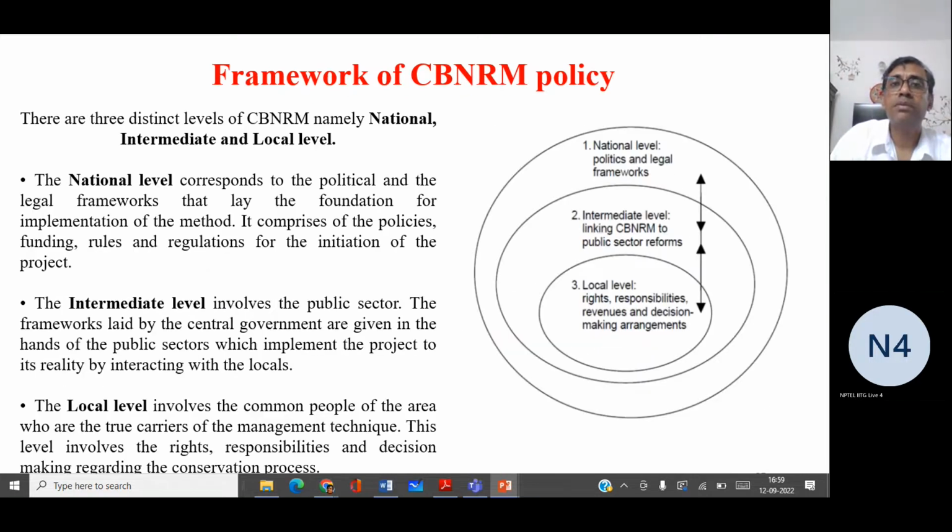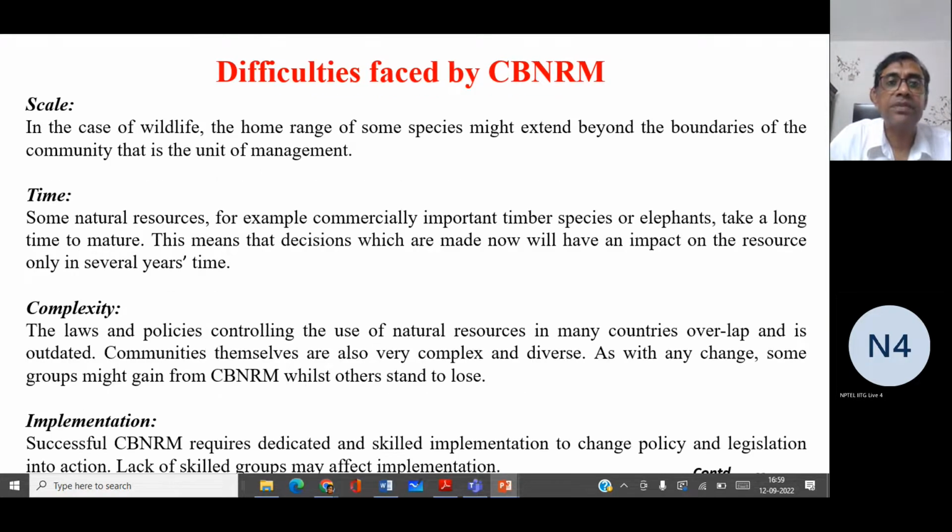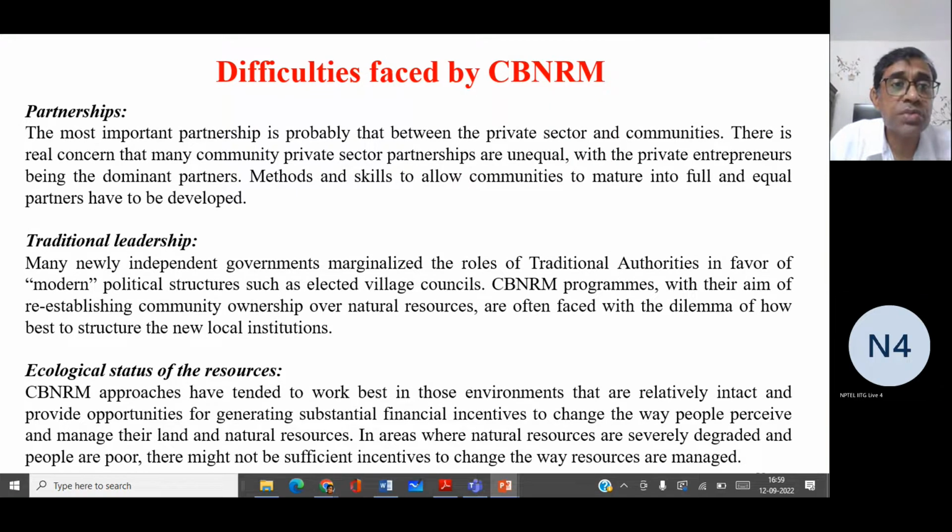We talked about the framework of CBNRM policies, benefits of CBNRM also, direct and indirect benefits. Then we also discussed the difficulties faced by CBNRM, so the complexities, partnerships, traditional leaderships. These difficulties during community-based natural resource management also we need to keep in mind.